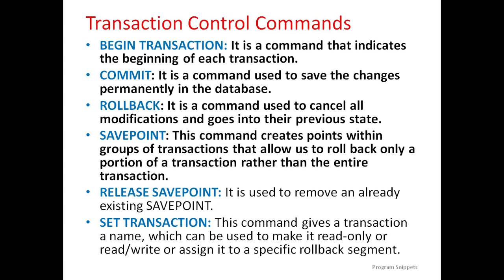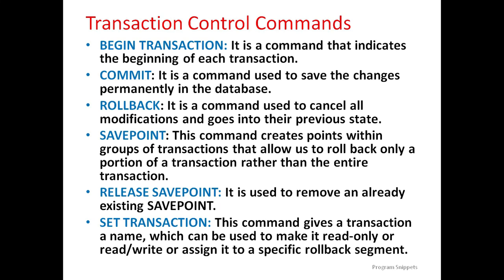Save point. This command creates points within groups of transactions that allow the user to roll back only a portion of a transaction rather than the entire transaction. Release save point. It is used to remove an already existing save point. And set transaction. This command gives a transaction a name, which can be used to make it read only or read write, or assign it to a specific rollback segment.